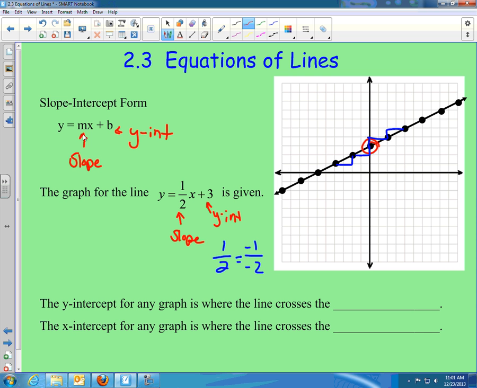All right. The y-intercept for any graph is where the line crosses the y-axis. So for this example, it was 3. The x-intercept for any graph is where the line crosses the x-axis. And in here, we see that at negative 1, 2, 3, 4, 5, let's see, 1, 2, 3, 4, 5, 6. There we go. Negative 6.